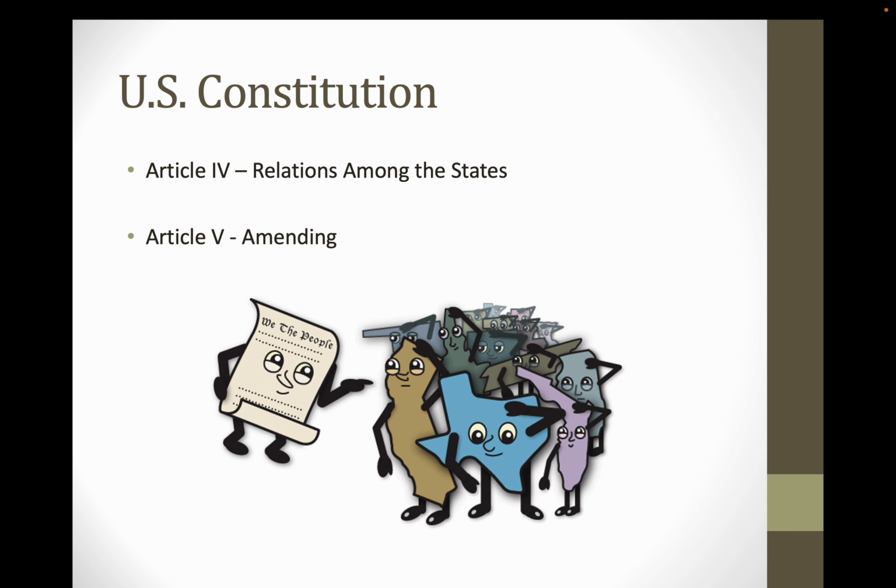Article 4 is about the relationship among the states. I don't want to go into much until later on when we start talking about the Articles of Confederation, but just know, they started out with 13 states. Today we have 50 states, and we need to know how they are going to work together and how they are going to cooperate, and the things that the national government is going to guarantee to the states. So all you need to know for right now is that Article 4 is about the relationship among the 50 states, how they work together.